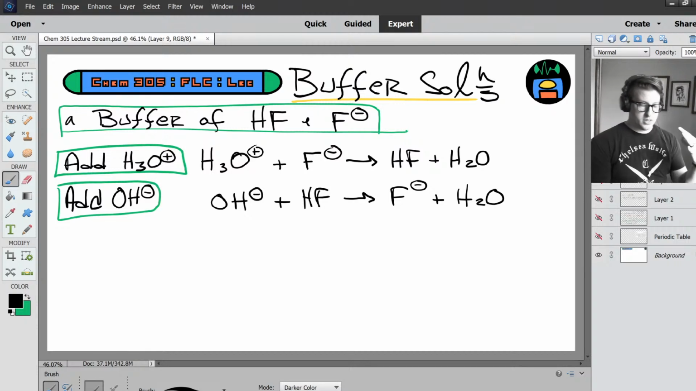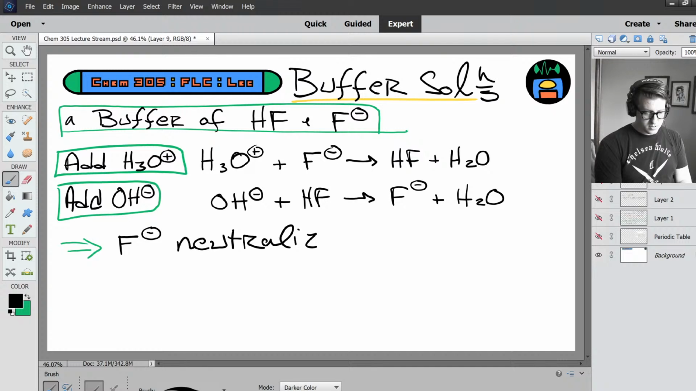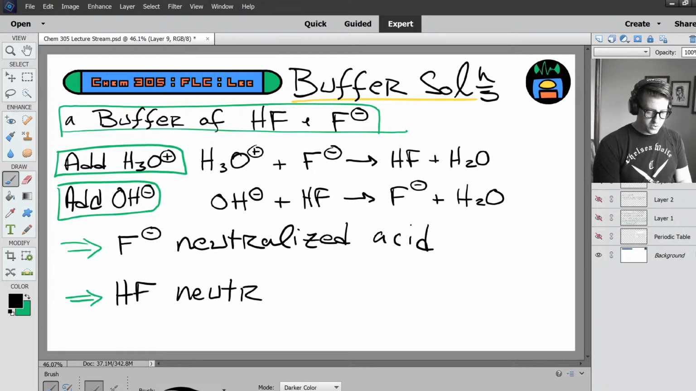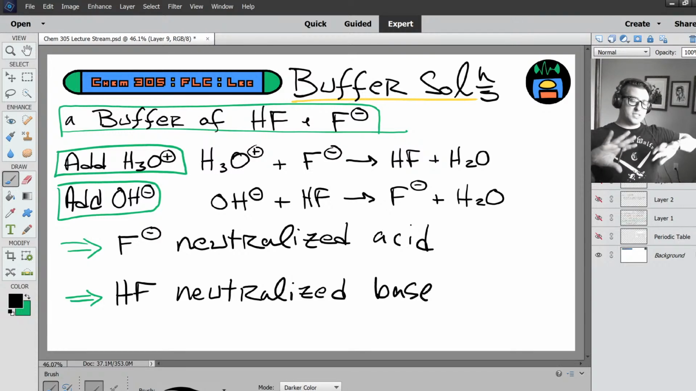All right, so the way to think of a buffer is its armor. It's armor against acid and base, because when we added hydronium, the conjugate base fluoride neutralized the acid, and our weak acid, HF, neutralized the base. All right? So that is how a buffer resists changes in its pH.